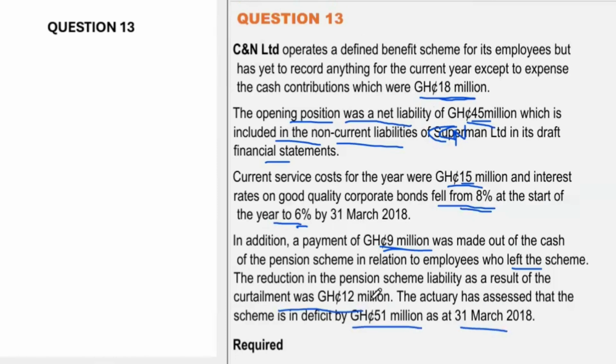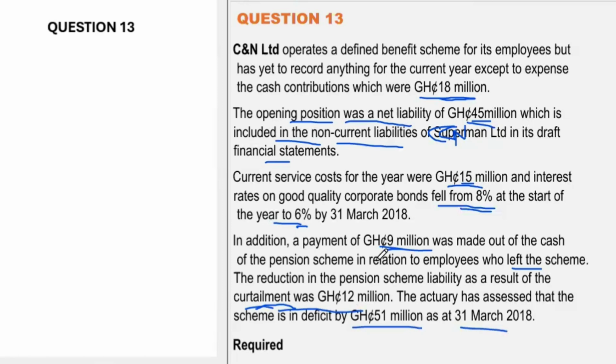Curtailment. The reduction in the pension scheme liability as a result of the curtailment was 12 million. Now, to get a loss or gain on curtailment, we compare the payment made, the fair value of the asset paid to them, with the reduction in the liability. You compare the two, and the difference is the loss or gain on curtailment or settlement.